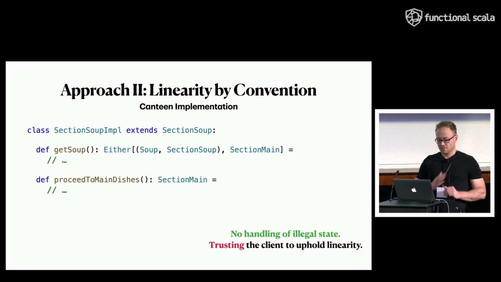The other side of the interface, the provider, now every method is allowed to be called unless we have already consumed the object. But here we are trusting the client not to do that. We are trusting them to uphold linearity, which is not ideal.